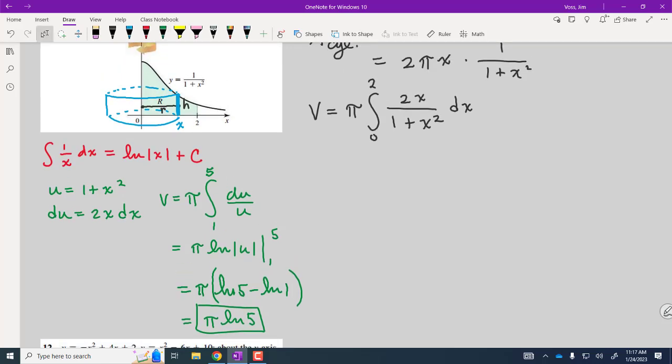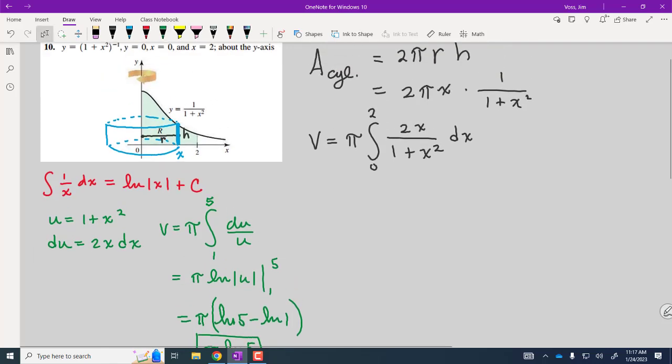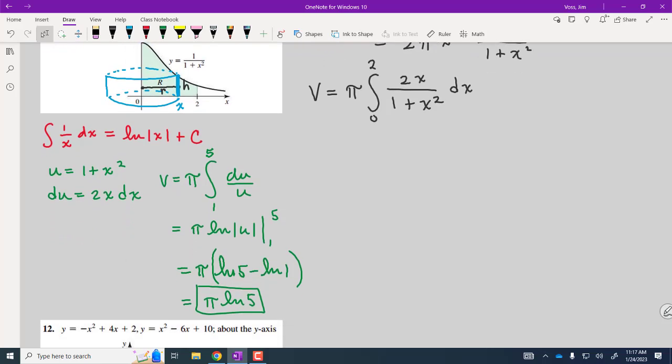Notice the pattern. So if we look here, we end up with natural log of the absolute value of the denominator, right? That's what we ended up with. What did we end up with over here? Okay, natural log absolute value of the denominator.